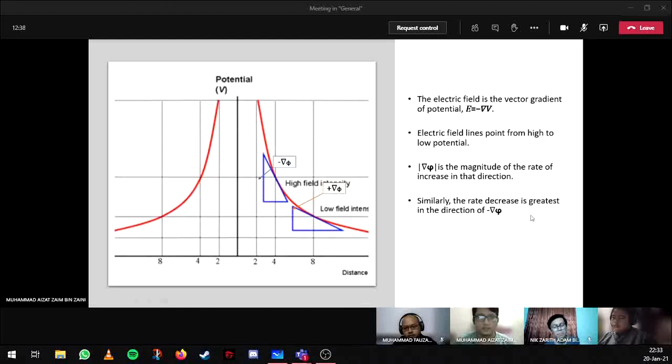On the left side is a graph of potential versus distance. The first point is that the electric field is the vector gradient of the potential: E equals negative gradient of V. The second point is that the electric field lines point from high to low potential. As you can see, this part is high and this one is low, so from high to low potential. The third point is the magnitude of the rate of increase in the direction. Last but not least, similarly, the rate of decrease is greatest in the direction of minus gradient of V. That's all for my part. I will pass to the next presenter to explain in more detail about our question. Thank you.